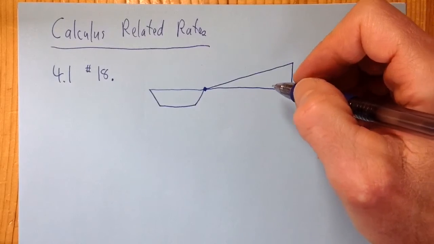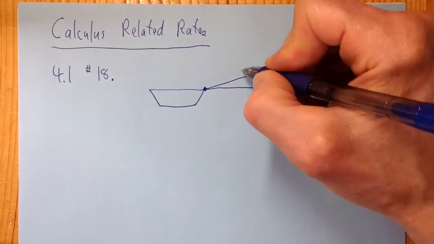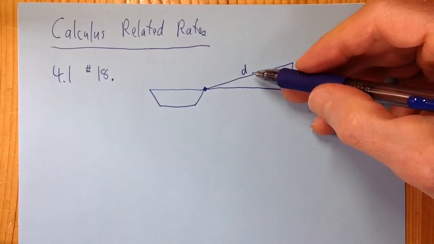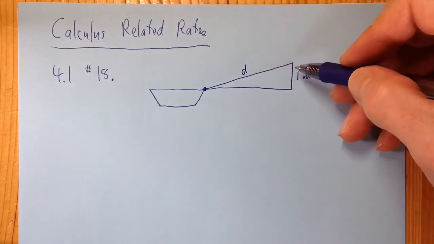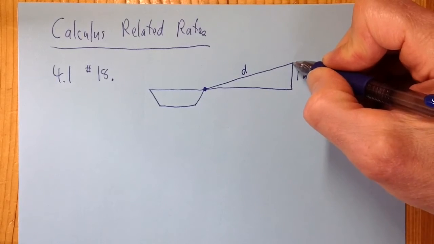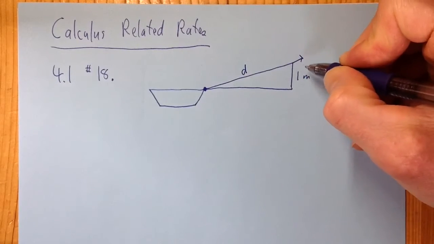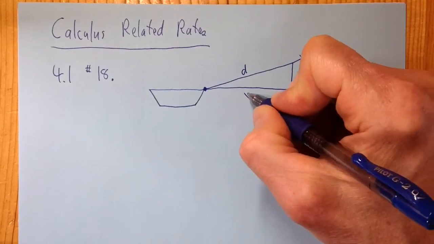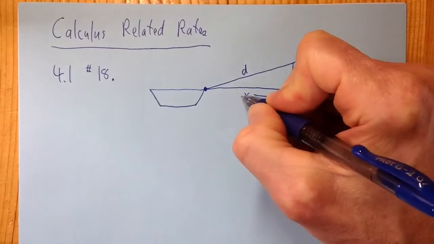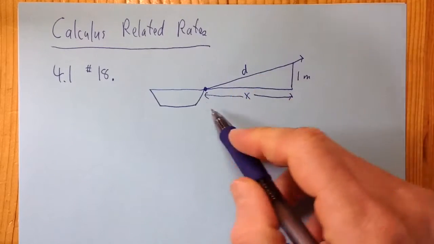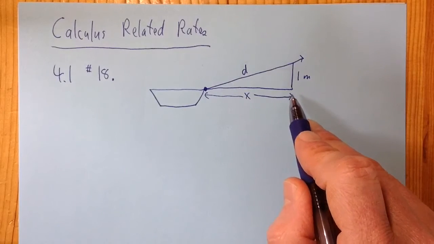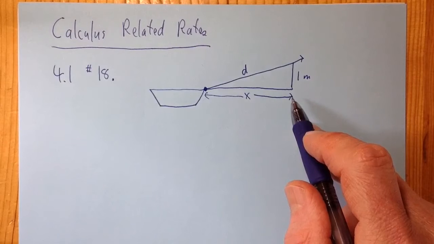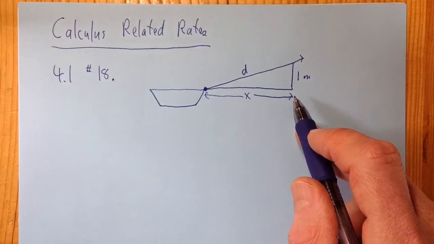Let's call this distance, the hypotenuse, D. You just got to give things letters, so call it H, call it D, that distance is the distance that the rope is being pulled in. The rope is being pulled in like this. But the boat isn't going up, the boat is going this way. So let's call that X, because that's in the X direction, how fast the boat is moving. And we want to know how fast the boat is moving when the boat is 8 meters from the dock.